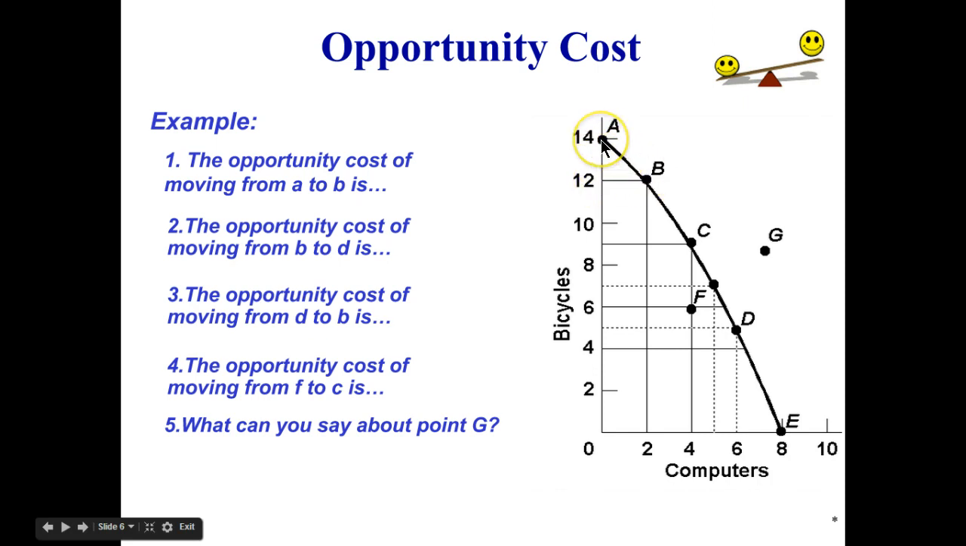So we move from 14 down to 12 bicycles in order to move from 0 computers to 2 computers. So we gain 2 computers, but opportunity cost is all about what do you give up. So in this particular example, we are going to be giving up 2 bicycles in order to get 2 computers.